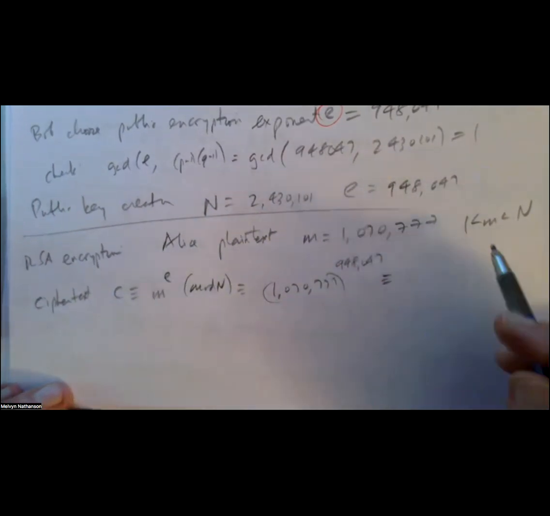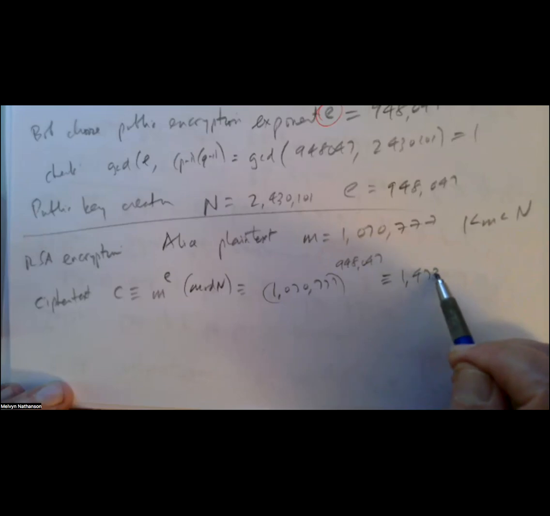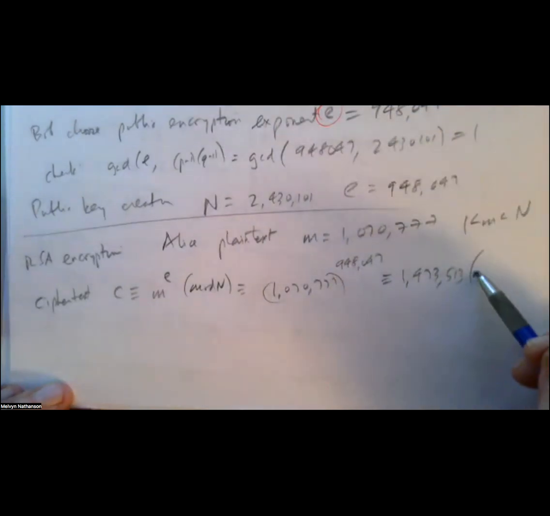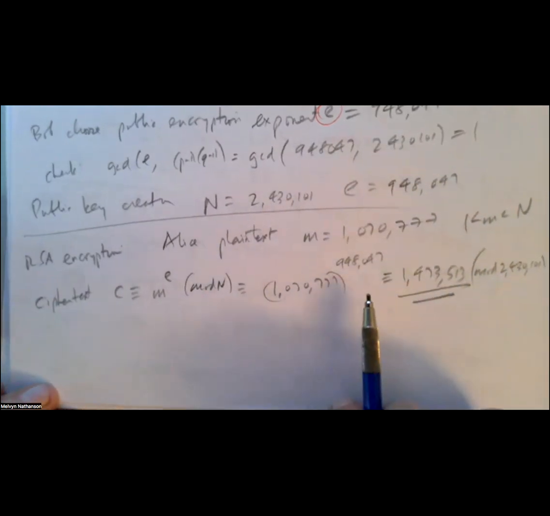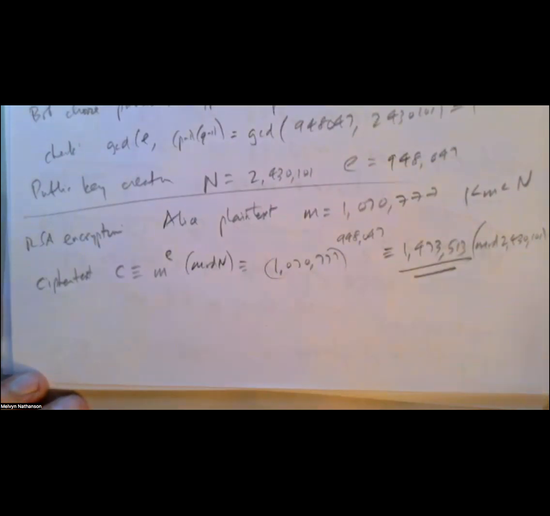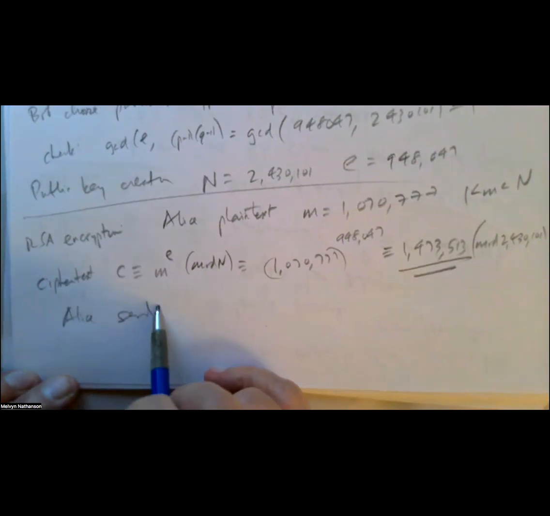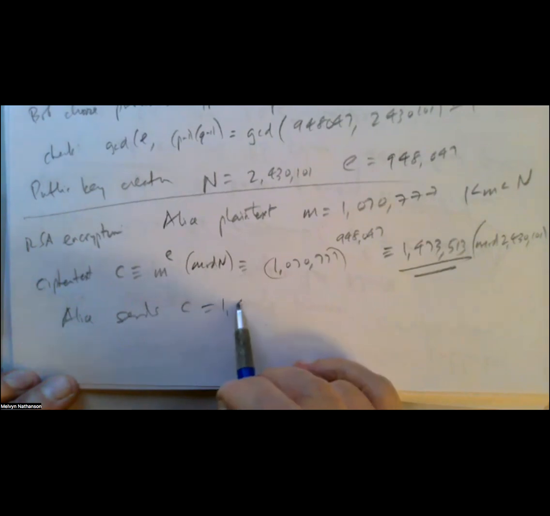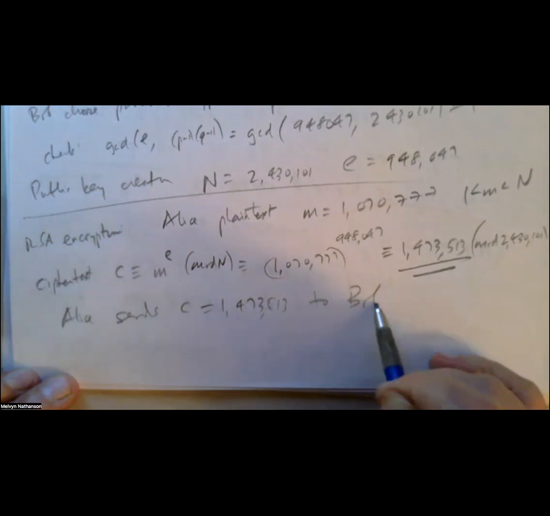But if you do it, what this is congruent to is, it turns out, 1,473,513 modulo my n, 2,430,101. So this is the ciphertext. So Alice sends C equal to 1,473,513 to Bob.